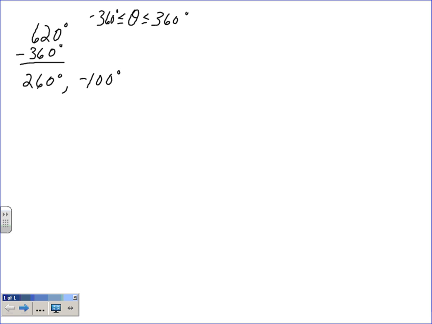All right, so these two angles are coterminal. Both these angles are coterminal with the original one, 620. And they're also between my parameters of negative 360 and positive 360. Does that make sense? So if you're over 360 degrees, that's what you have to do. Keep subtracting 360 until you get one that's between these two intervals, and then you can find the other one.